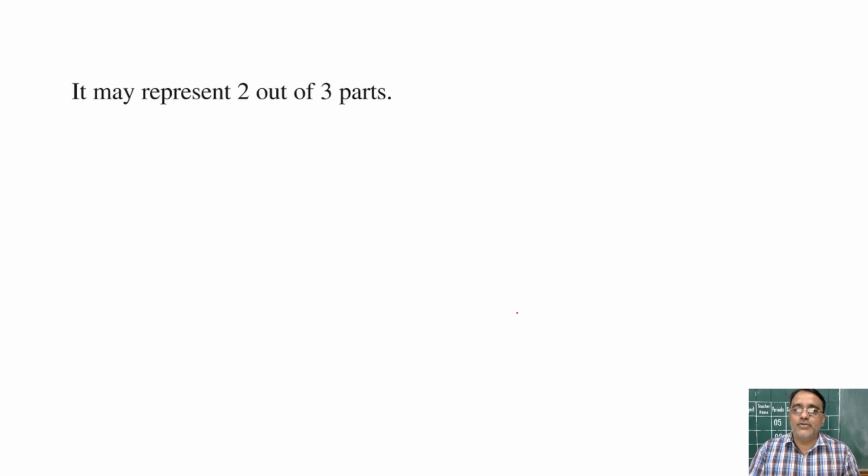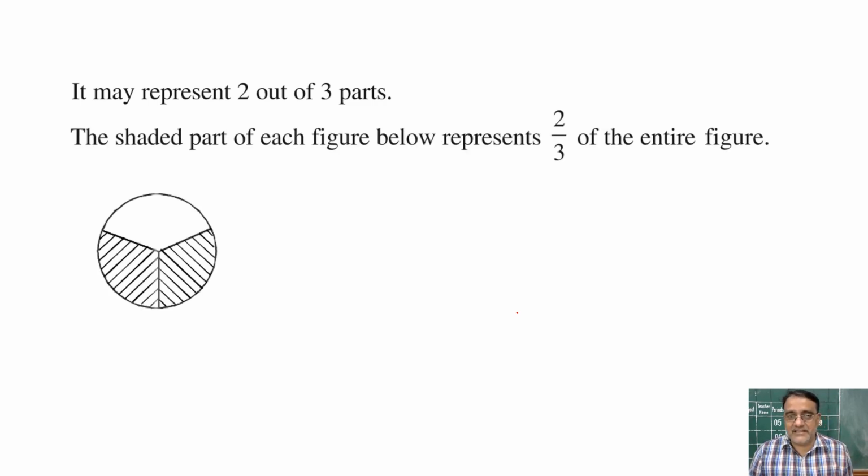Right. Now it may represent 2 out of 3 also. फ्रैक्शन में हम लोग जब भी लिखते हैं तो 2 out of 3 भी लिख सकते हैं. जैसे suppose I am giving one example. See, this is a circle. It is divided into 3 equal parts. 1, 2, 3. How many parts are shaded here? 2, right? So 2 parts are shaded out of 3. So it can be represented as 2/3.